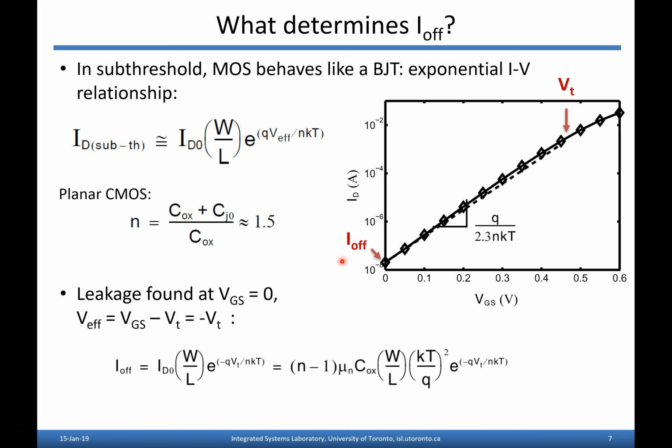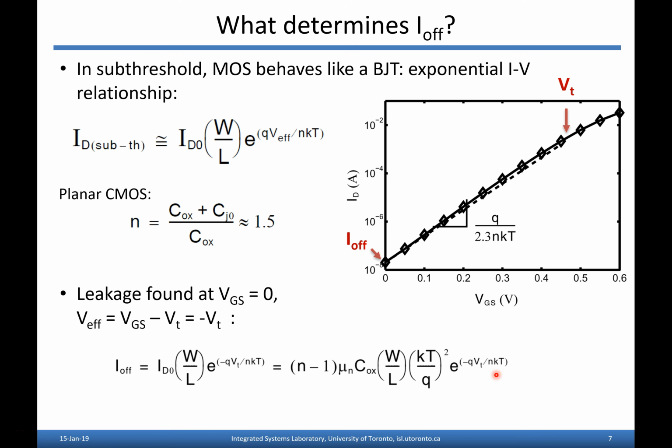So our off-state leakage current, I_off, will be found when V_GS is 0. When V_GS is 0, the effective gate overdrive voltage here is actually negative V_T, right? So we plug that in, negative V_T here. What we end up with is the off-state current given by this expression here. And so obviously the key term here is the exponential, right?